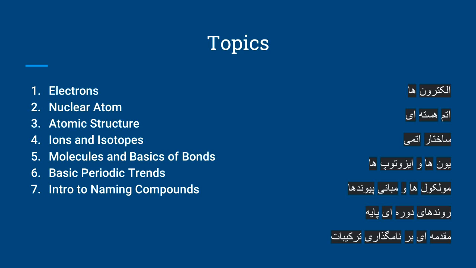Next are ions and isotopes, where we will discuss how some atoms of the same element differ. After we've covered these essentials about the atom, we will begin talking about molecules and bonding, but we'll talk more about these in Lesson 4.